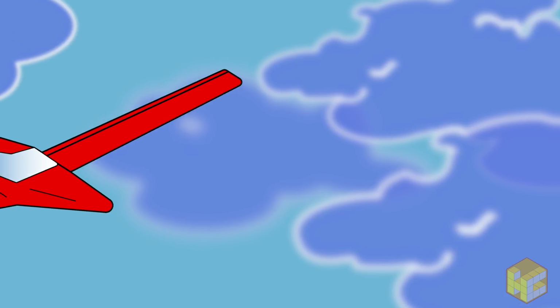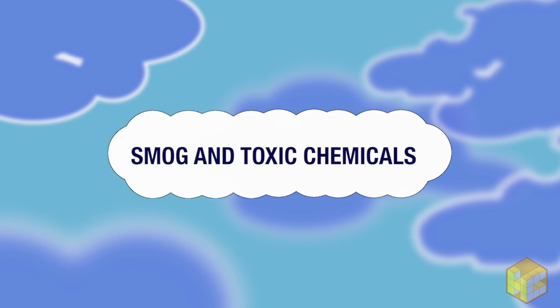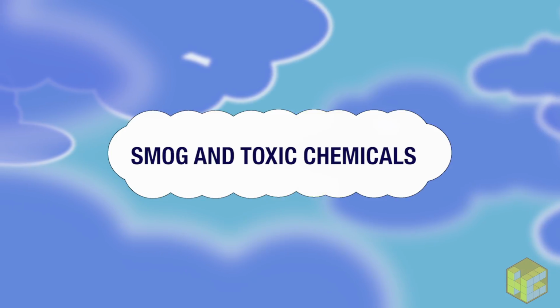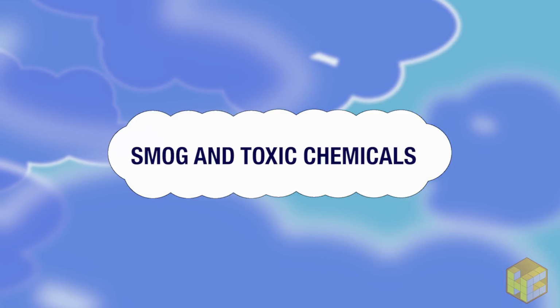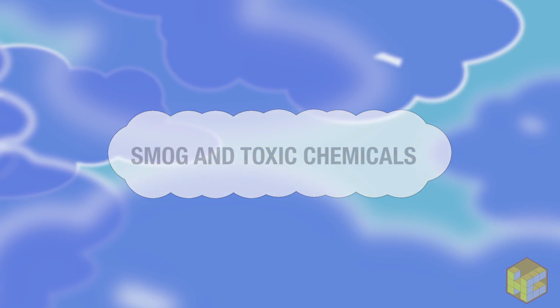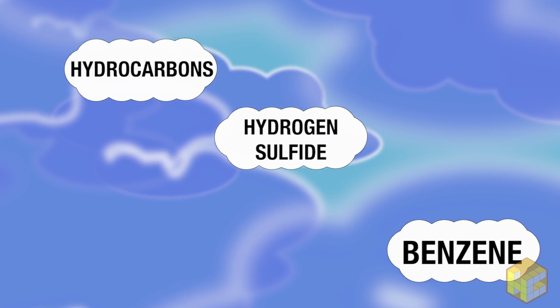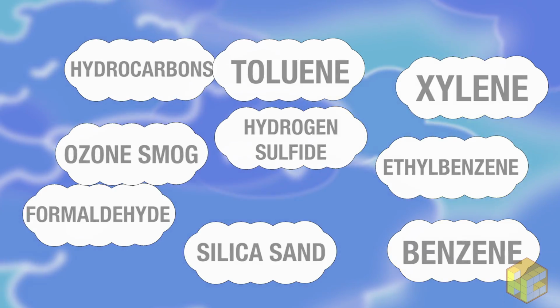Research has also found that there are higher levels of smog and toxic chemicals in the air around fracking sites. These can irritate the eyes, nose, and mouth, aggravate respiratory conditions, contribute to blood disorders and immune system diseases, harm developing fetuses, cause cancer, silicosis, and premature death. Here's the list of detected chemicals: hydrocarbons, hydrogen sulfide, benzene, toluene, ethylbenzene, xylene, formaldehyde, silica sand, and ozone smog.